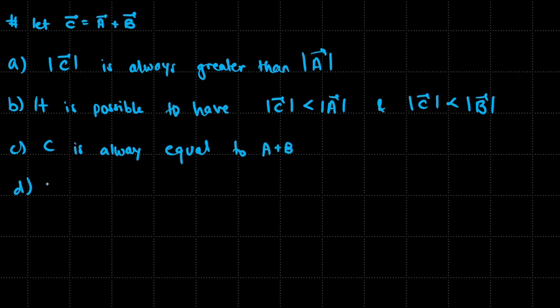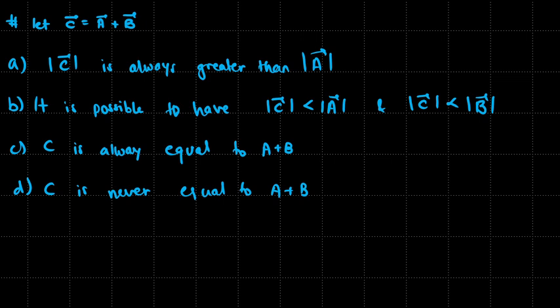And finally option D, which is c is never equal to a plus b. So to do this, first of all I will just tell you the reason straight up, then we will look at some intuition to understand why.